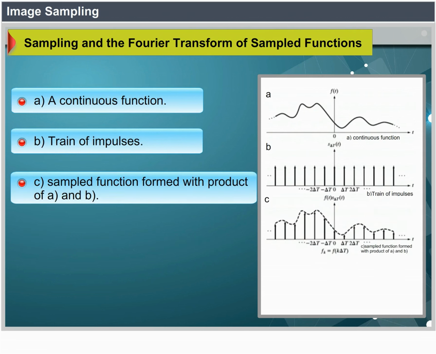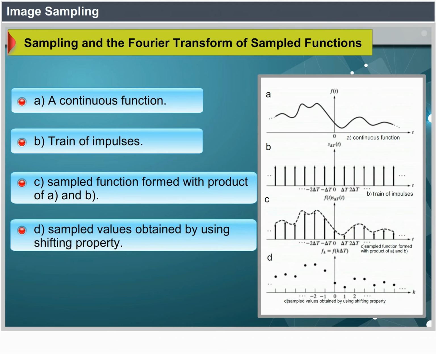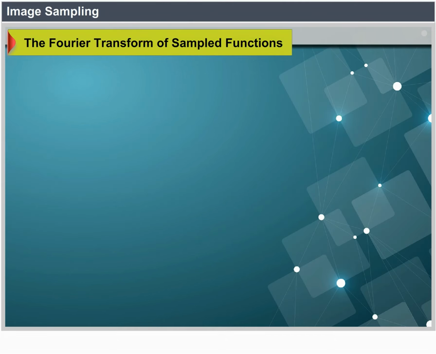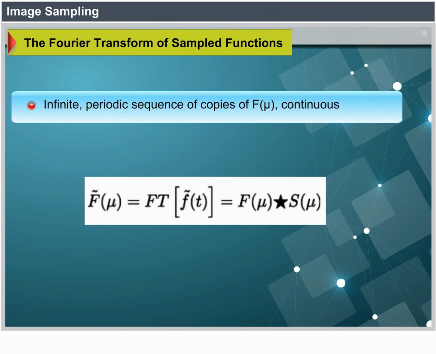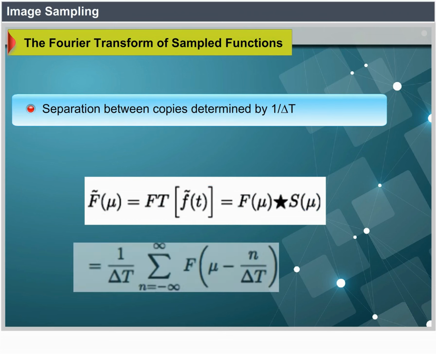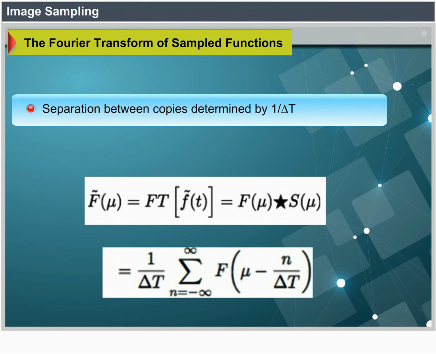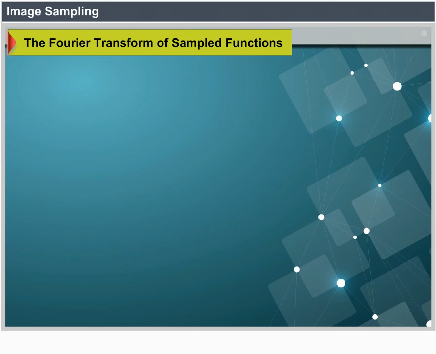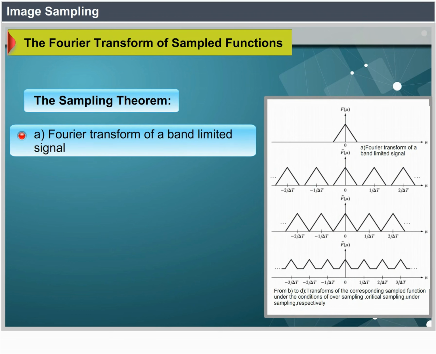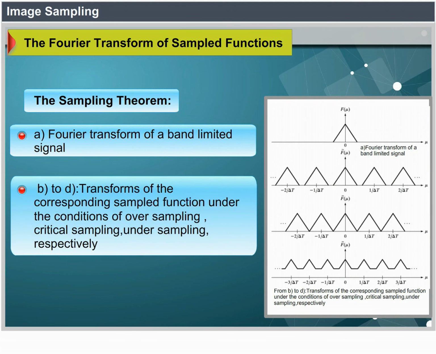The sampling theorem. In the figure, A is the Fourier transform of a band-limited signal. B to D are transforms of the corresponding sampled function under the conditions of oversampling, critical sampling, and undersampling, respectively. A function f(t) whose Fourier transform is 0 for values of frequencies outside a finite interval or band, minus mu max to mu max about the origin, is called a band-limited function. Sufficient separation is guaranteed if 1 by delta t is greater than 2 mu max.